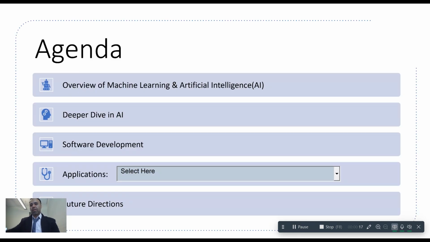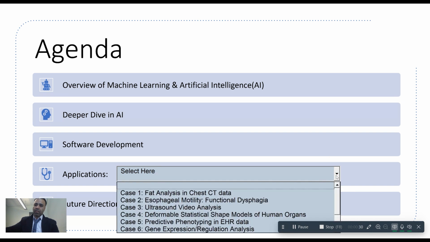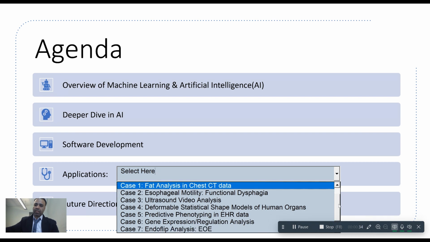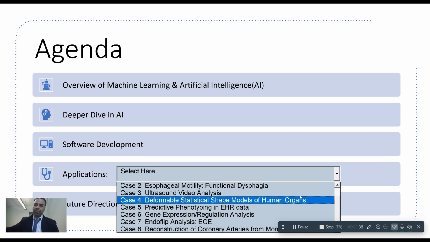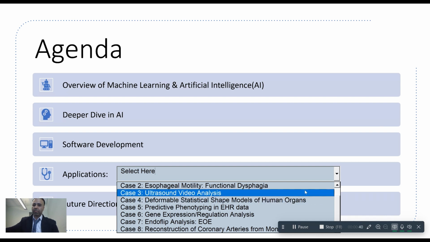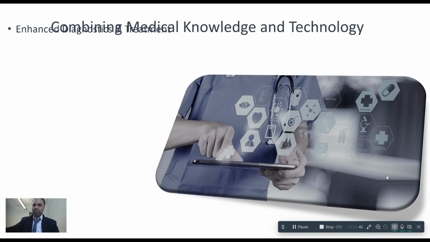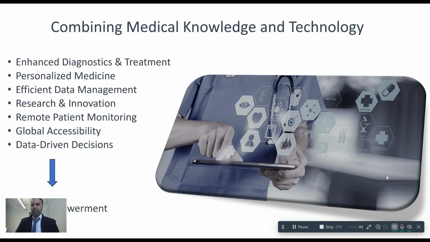Now, the topics that we're going to discuss today: I'm going to provide a background on artificial intelligence and its history. I will talk a bit about software development, and we'll also talk about some case studies that we have in GI and the application of machine learning and AI in GI analysis, whether it's esophageal motility, ultrasound, gene expression, etc. Okay.